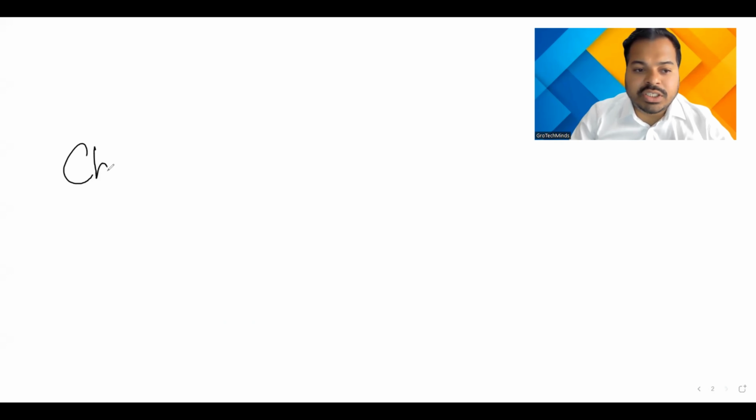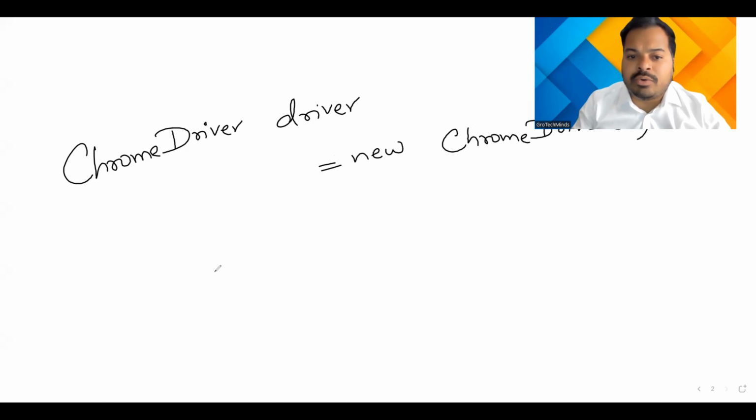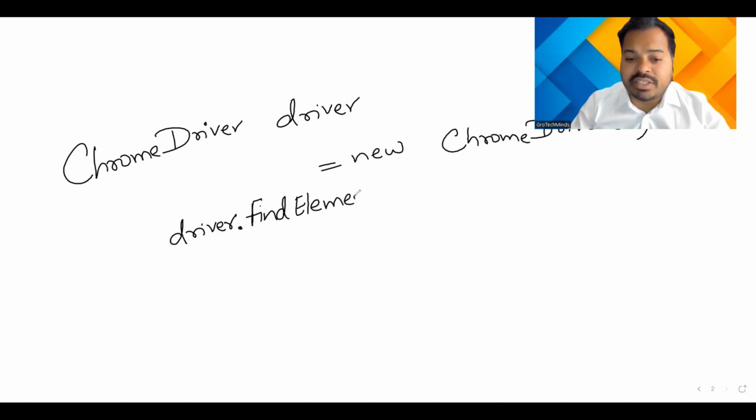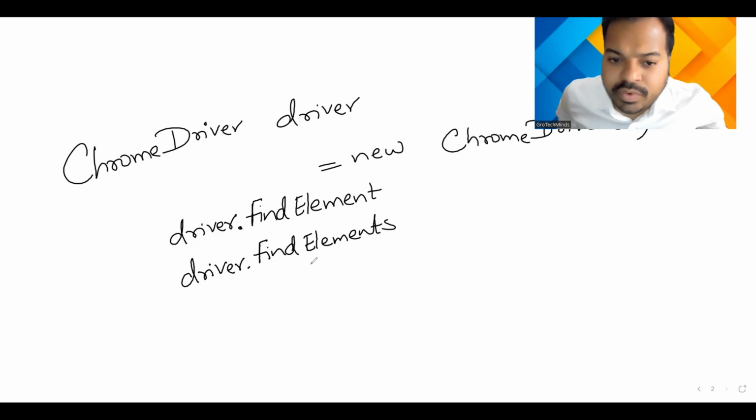After launching any browser like Chrome, driver equals new ChromeDriver. With the help of this driver, the next step is to launch your browser, and then launch your URL. I'm not doing that, but what I'm trying to teach you today is that driver has one more method called findElement. It actually has two methods: findElement and findElements. So there are two ways by which you can find the element on any application.